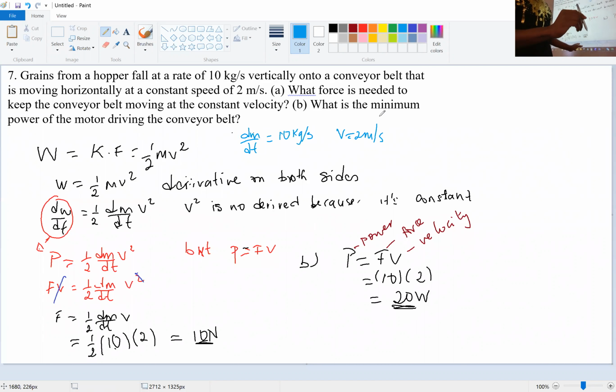Yeah. But when I saw the rate over there, the rate of mass, and the velocity is constant, then you can apply the derivative. It's the rate of change.